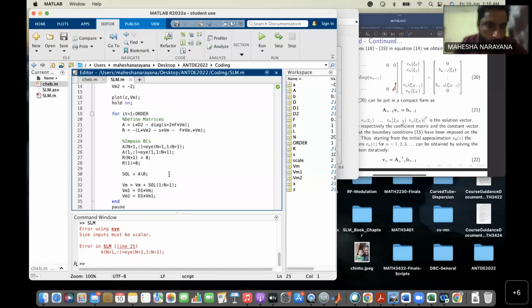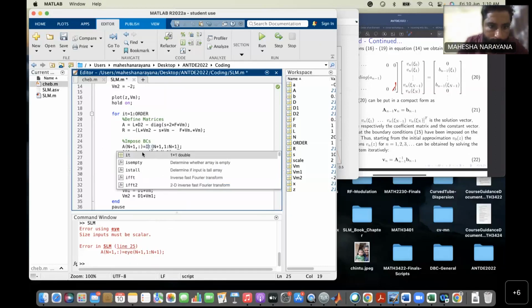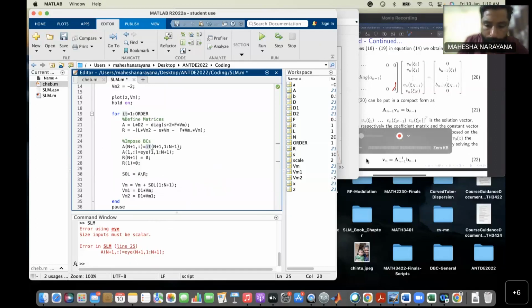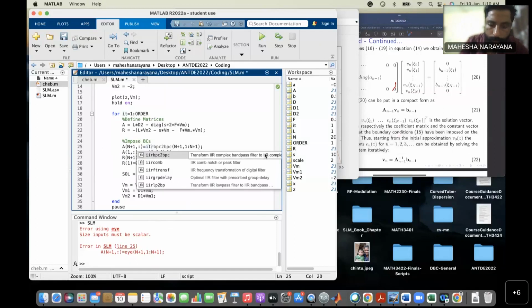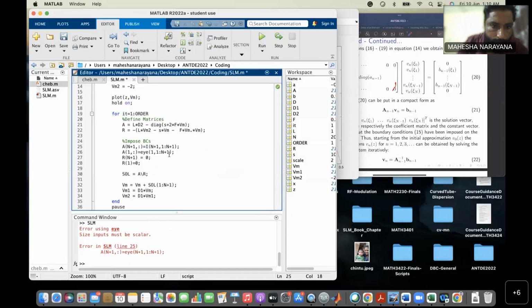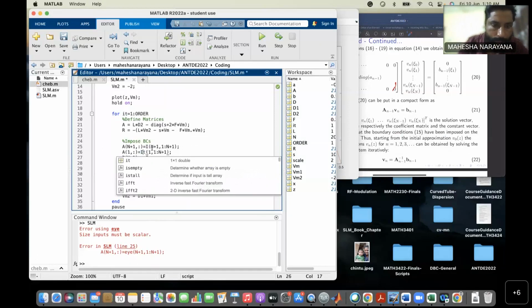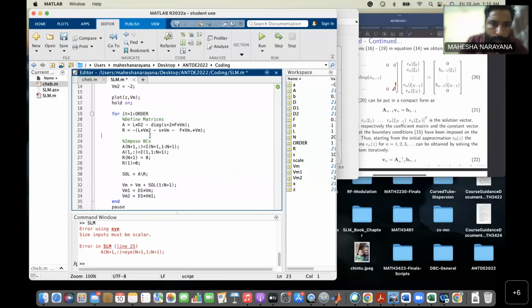Or we will define some matrix I, and then we use that because the definition is not available here. So we'll just define I. We will define the dimension of this. This I is the identity matrix of order n plus 1. Okay, so that will resolve the problem, I suppose.